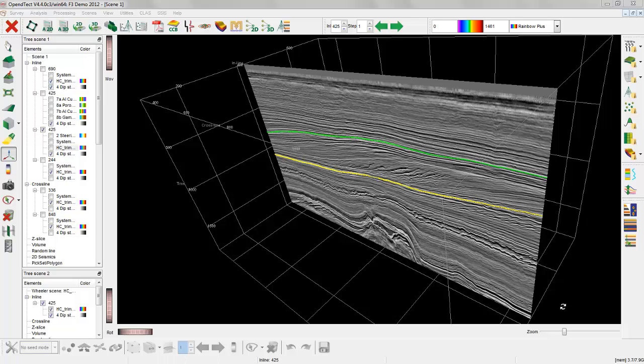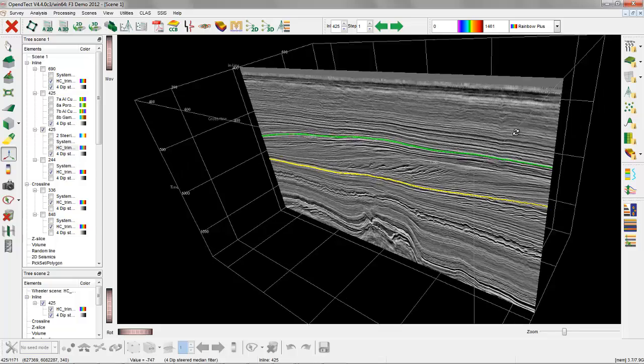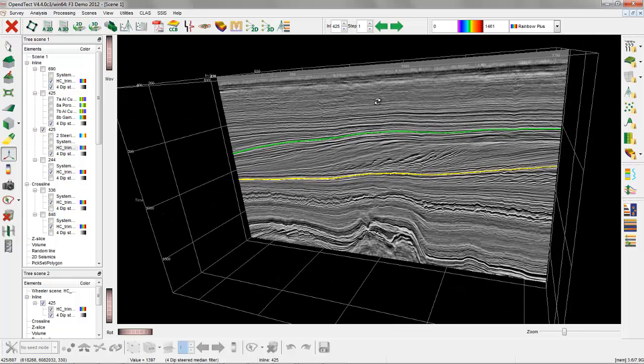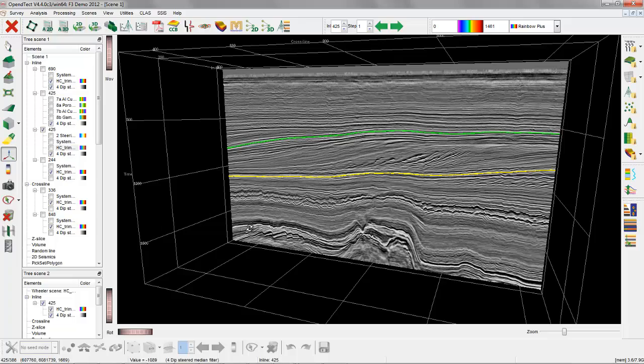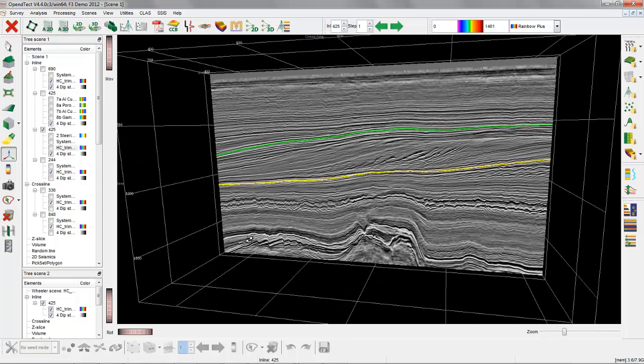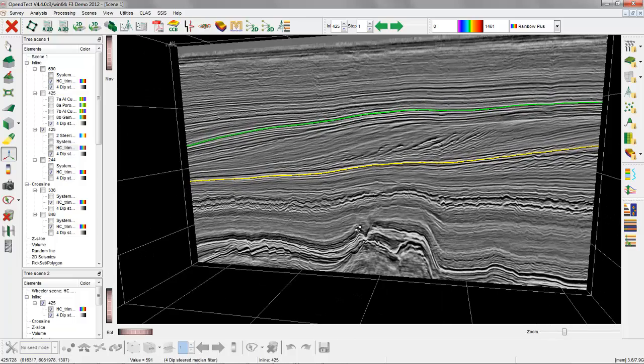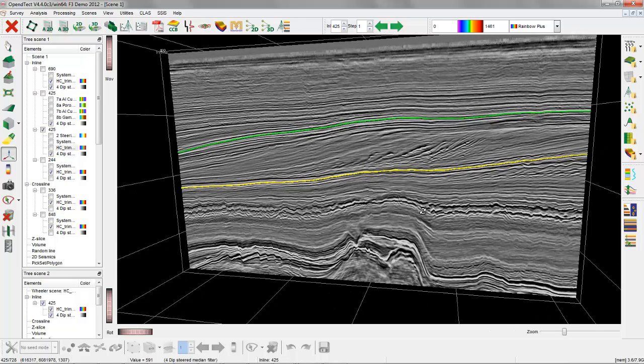This is a demo of the Horizon Cube, and we're going to apply the Horizon Cube on a tertiary sequence in the Dutch offshore. The sequence is marked by the green and yellow horizons, which are conventionally mapped horizons. The data set is from F3. It's about 380 square kilometers, and as I said, offshore the Netherlands.